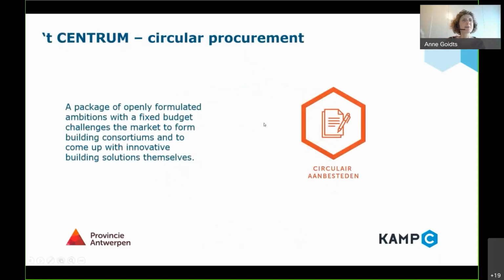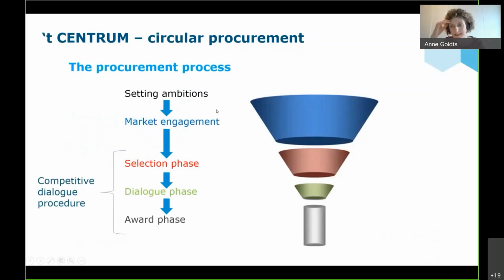So circular procurement, what is it? In a nutshell, a package of openly formulated ambitions with a fixed budget challenges the market to form building consortiums and to come up with innovative building solutions themselves. That's how we see it. Fixed budget, trying to make collaboration, challenging people to make other collaborations and to collaborate a lot with other parties, other actors in the building sector, and looking for innovation.